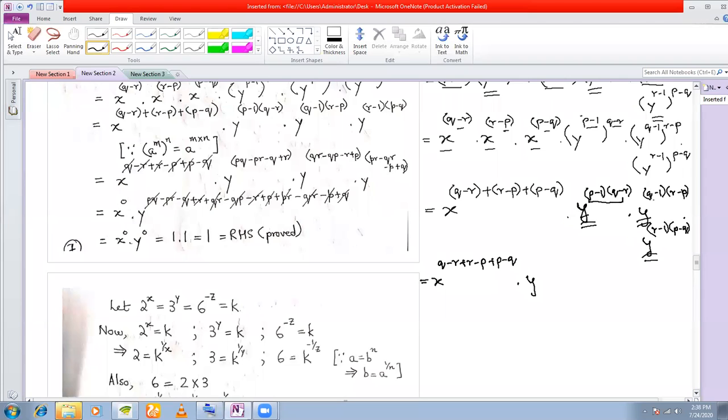What is the power here? This one. What is the power here? This one. What is the power here? This one. So therefore, I will add the powers. p minus 1 into q minus r plus q minus 1 into r minus p plus r minus 1 into p minus q. Okay. See now what happens here? All cancel. Plus q minus p plus p. This cancels. So you simply get x to the power of 0.